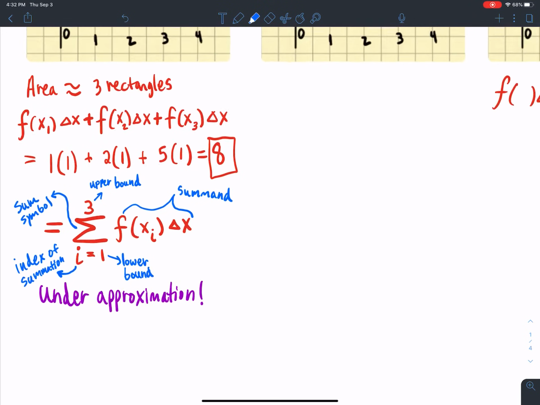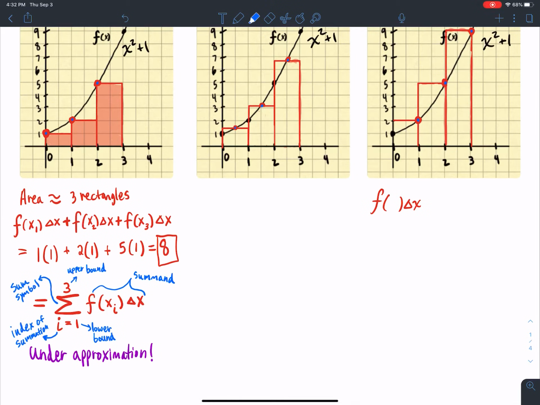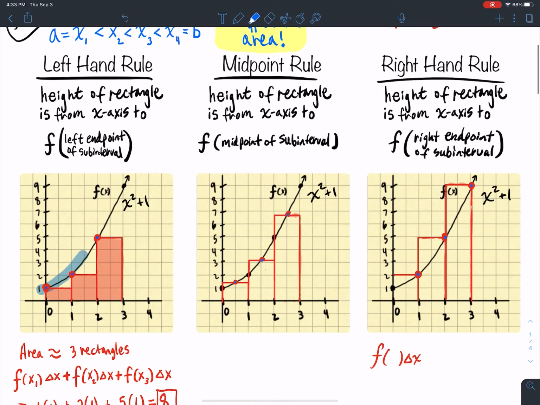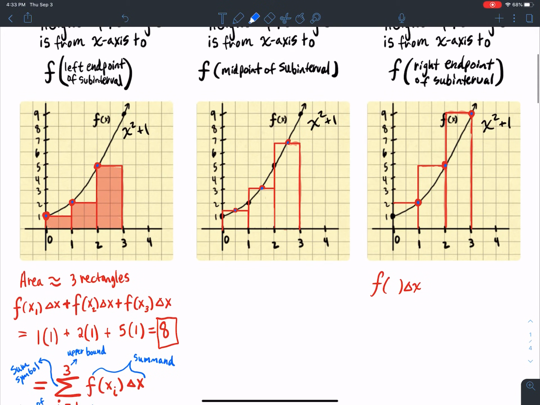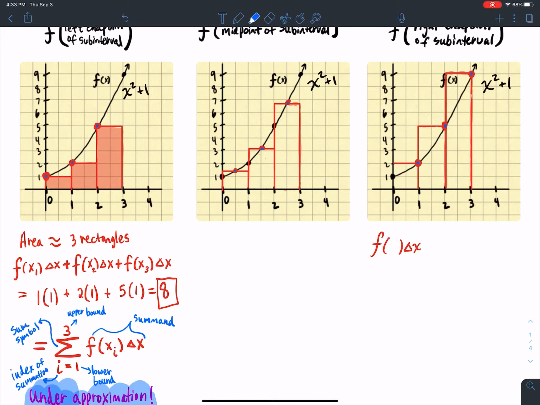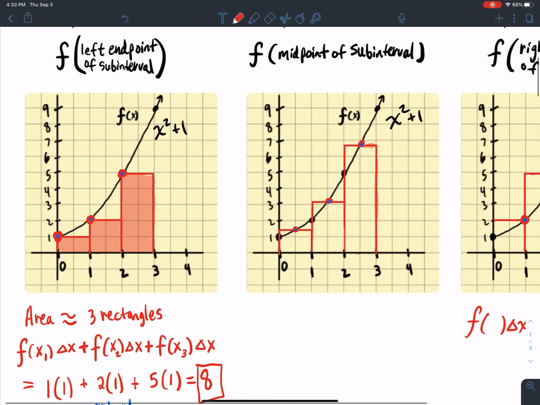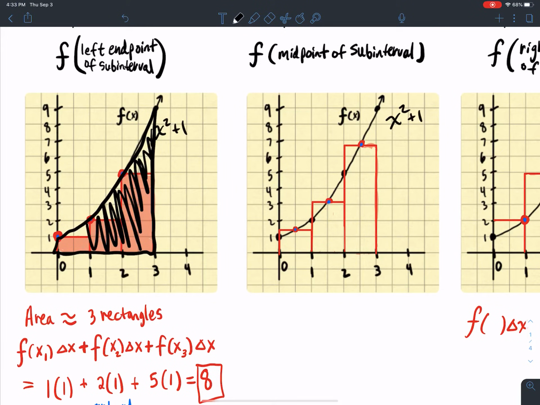So what to know from this part here, this left-handed rule here for increasing functions, okay? x squared plus 1 is an increasing function. For this increasing function, the left-handed rule will always give you an under approximation. Why is it an under approximation? Look at all, like if we were going to find the area, the true area, it would be all of this in here, okay?